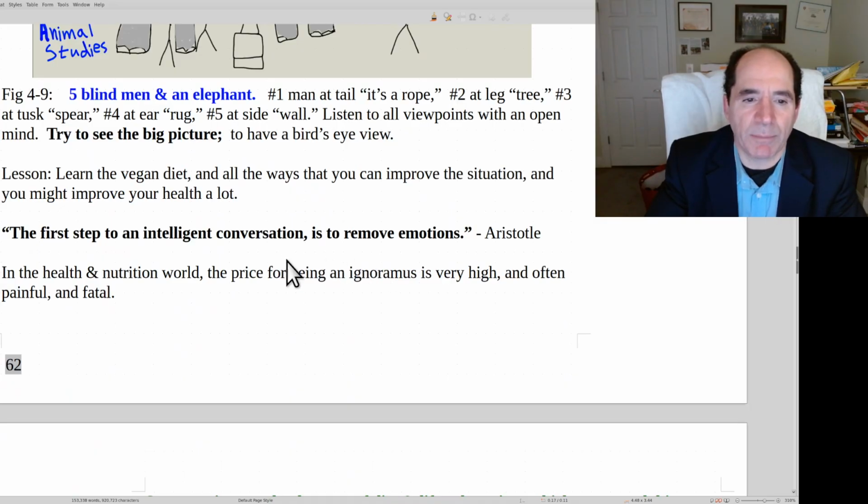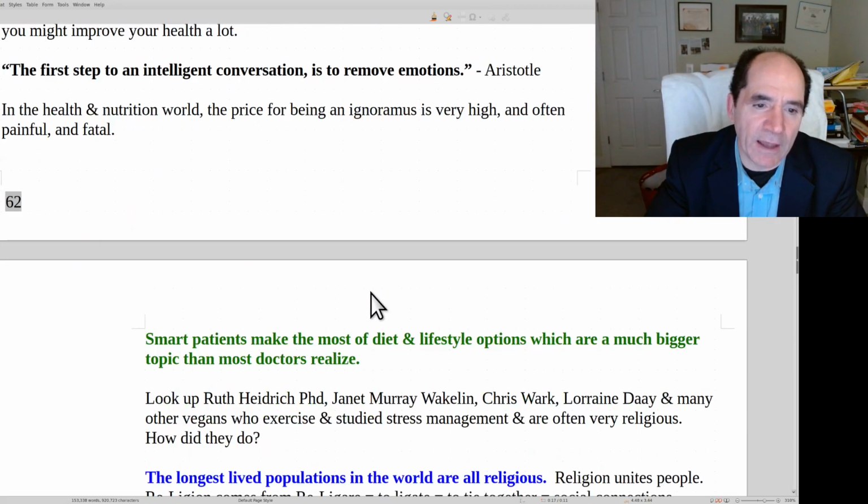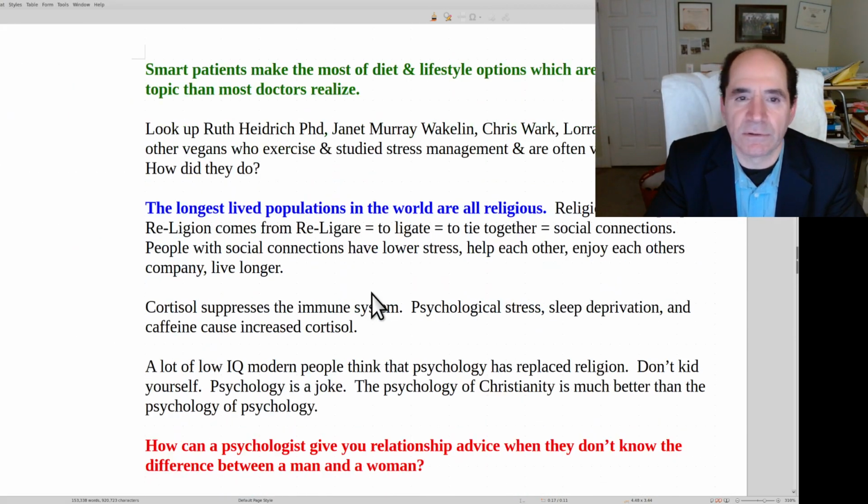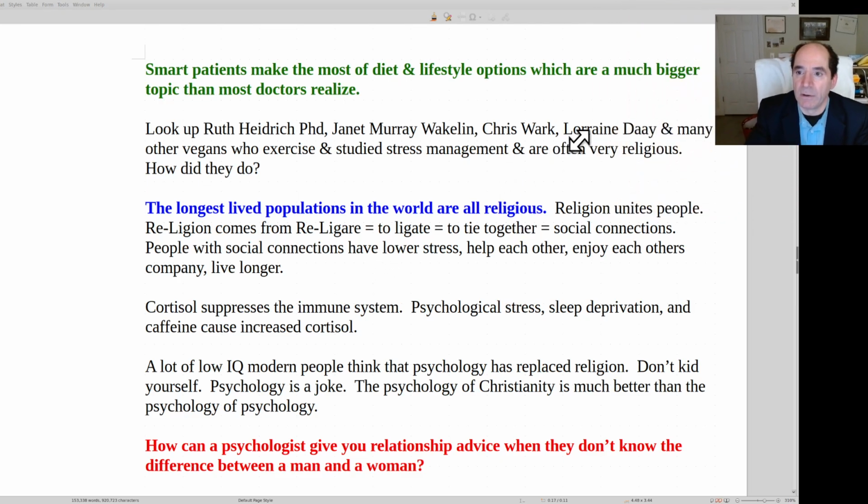Aristotle said the first step in an intelligent conversation is to remove emotions. Yeah, if a person can't be objective, and most people really can't, they can never go anywhere. And a lot of people take everything personally. You start talking about obesity or lipids, and they're like, are you calling me fat? And it's like, oh God, so you can't have a conversation with them. But that's also why, sad to say, most people have no chance of getting better.